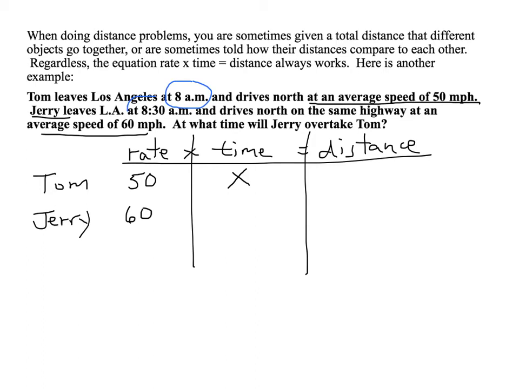and Jerry leaves Los Angeles at 8:30 a.m. That means that the time that Jerry is going to be on the road is going to be a half hour less than the amount of time that Tom is on the road. So in this particular case, I need x subtract 0.5 for 1/2 of an hour, because he's going to be on the road for 1/2 hour less. Once again, I'm always going to get the distance by multiplying the rate times the time. So it's 50x for the first row and 60 times x minus 0.5 for the second row.